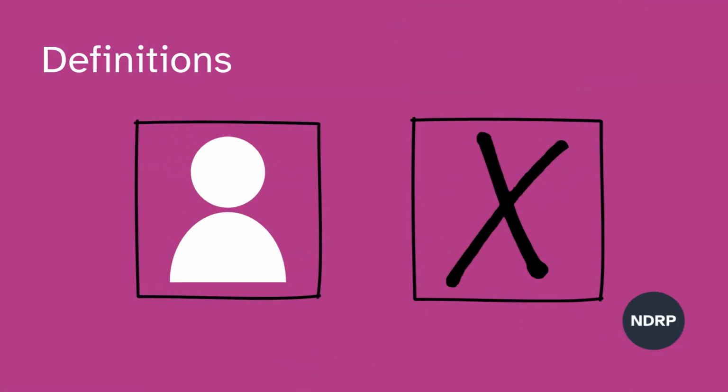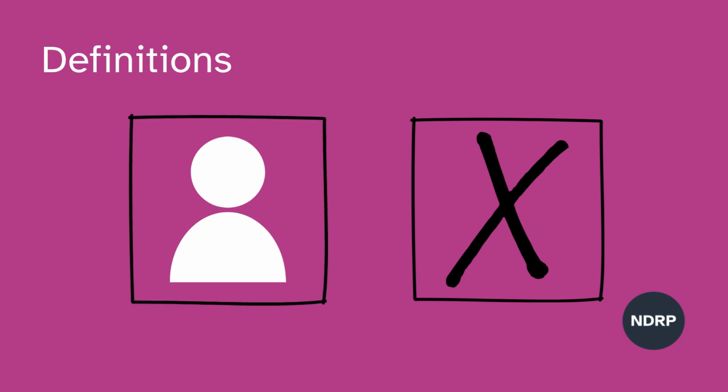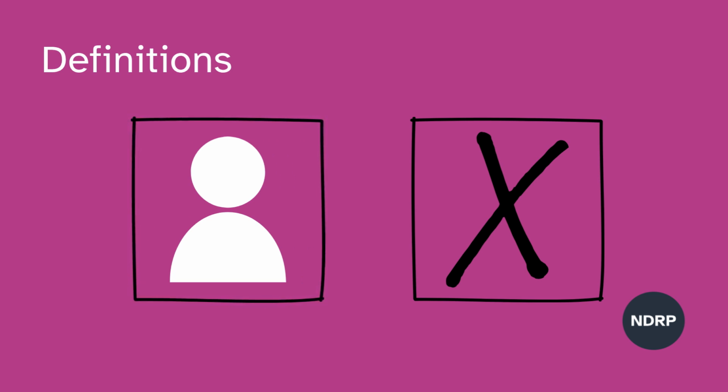Definitions. The first challenge is definitions. You might think disability data starts with a simple question. Who counts as a person with disability? But the reality is much more complicated. Disability is not defined in the same way across datasets.